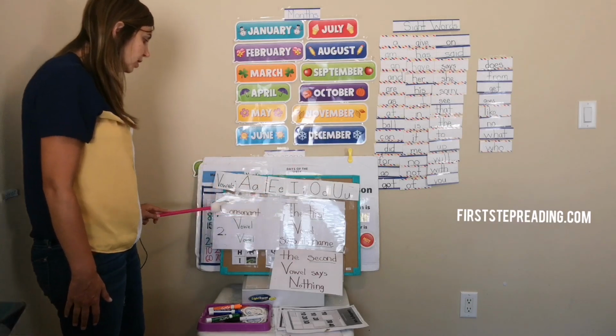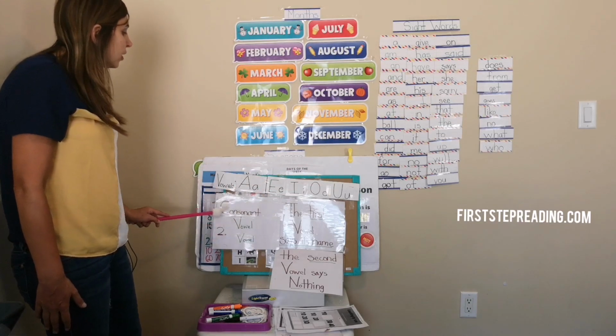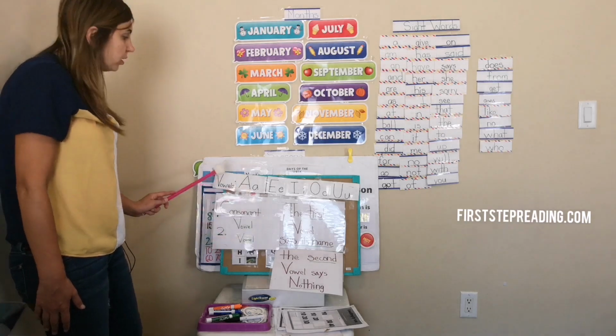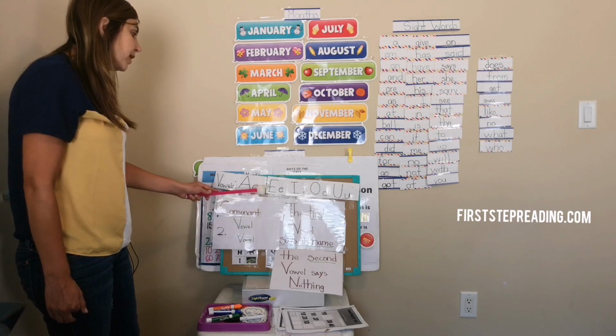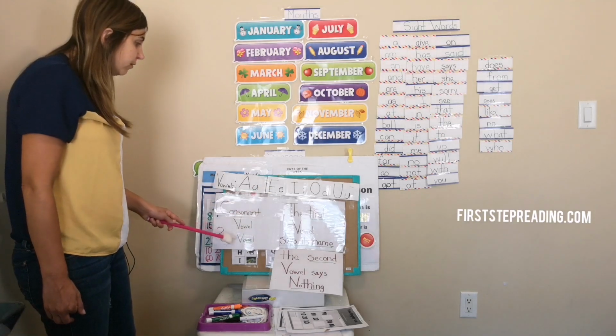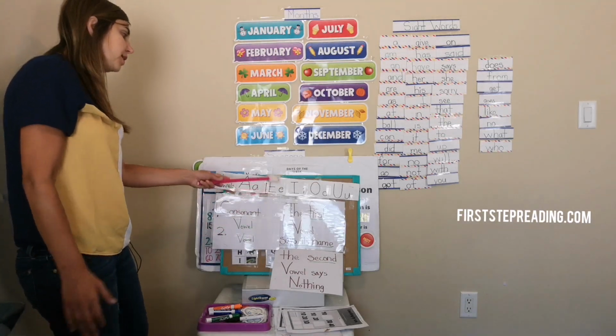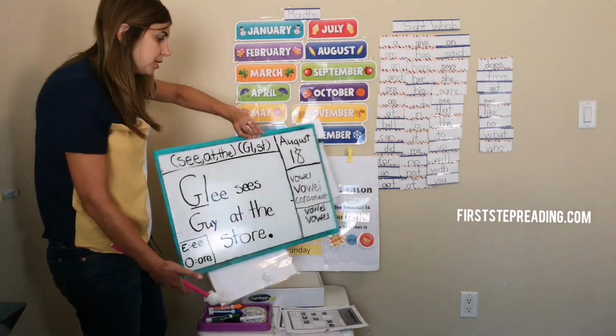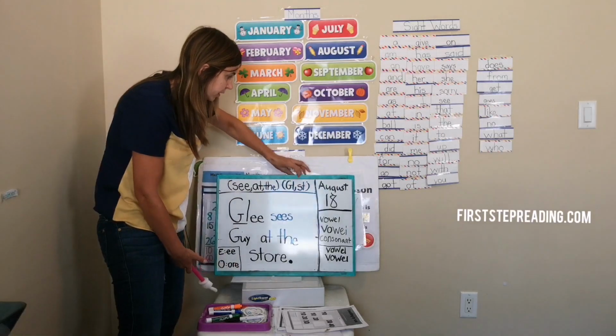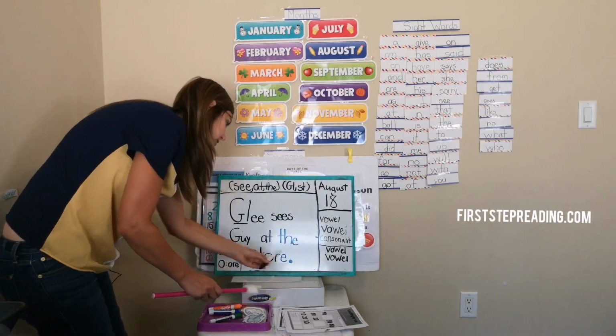So let's sing the song of consonant, vowel, vowel. Consonant, vowel, vowel. The first vowel says its name, E. The second vowel says nothing. I said E because E was our letter of the day. So this is our sentence for today. It is one sentence because there's only one period.